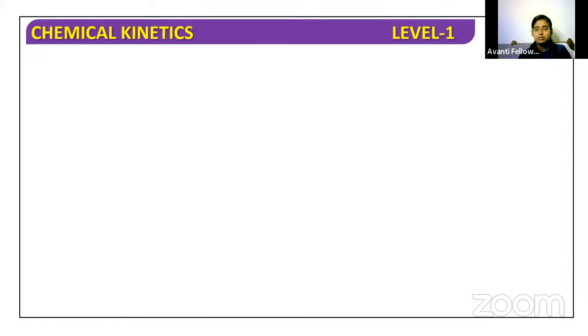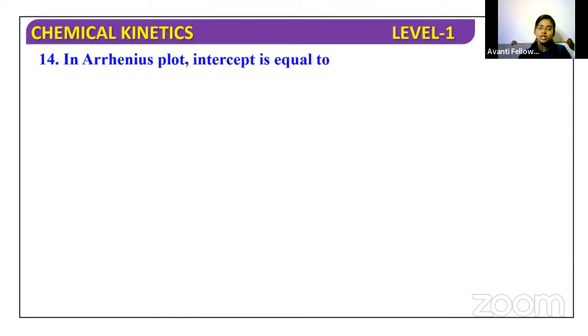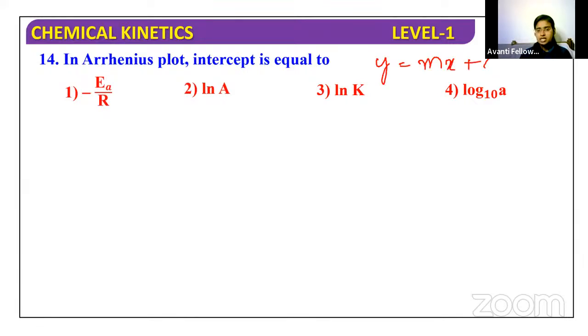I'll move on to question number 14. In the Arrhenius plot, the intercept is equal to? Minus Ea by R, ln A, ln K, log A to the base 10. K is equal to A into e power minus Ea by RT, we have, right? We have applied log on both the sides and arrived at a straight line equation, no? For the Arrhenius equation, what is the intercept? Y is equal to mx plus c, and c is the intercept.